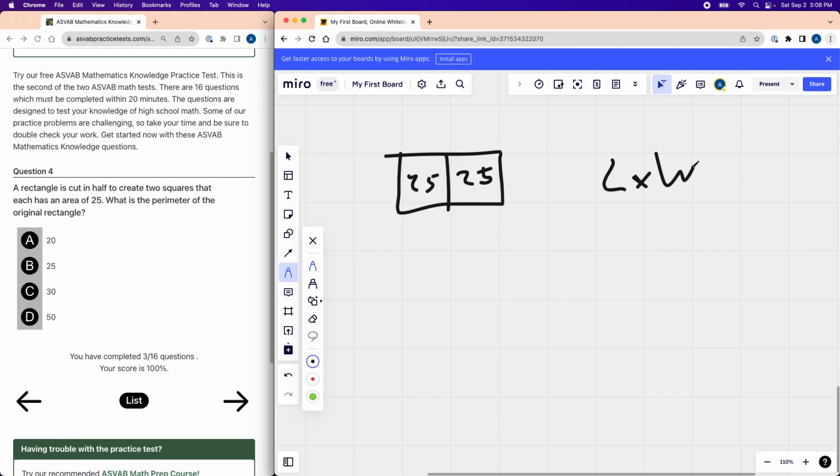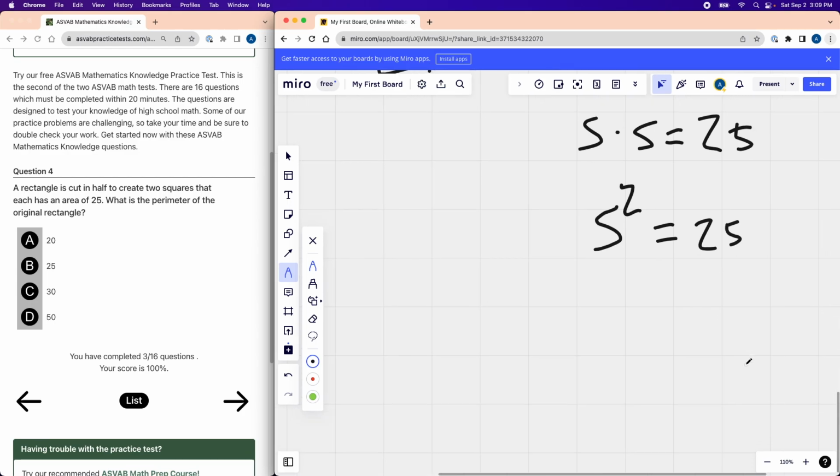What is unique about a square is that each side is exactly the same length. So instead of length times width, I can say it's side times side, which equals 25, because we're given that the area of one of the squares is 25. Another way of saying side times side, anything multiplied by itself, is squared. So s squared equals 25. I'm going to replace s for side with x, because s could get confused with 5 there. So x squared equals 25.